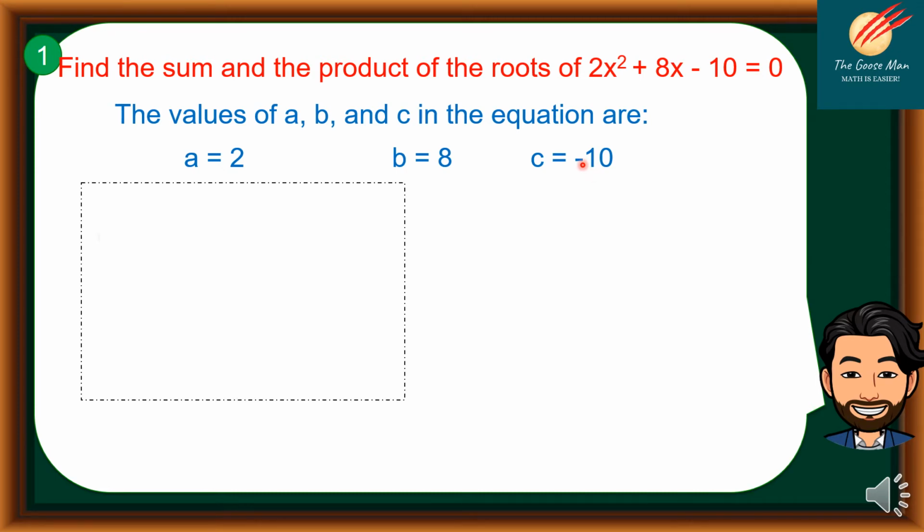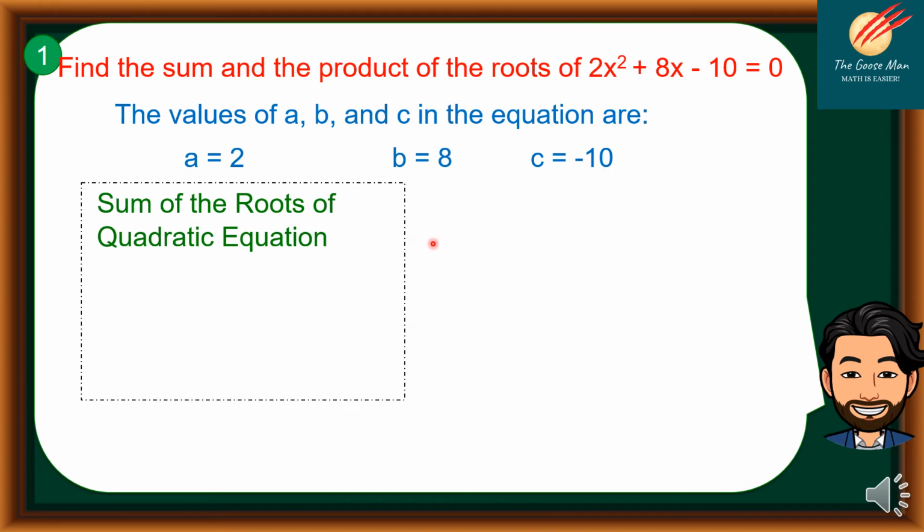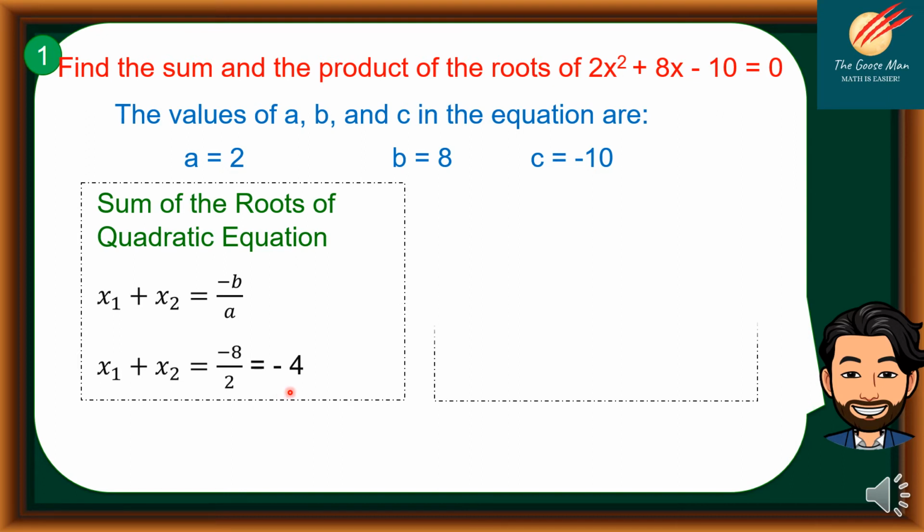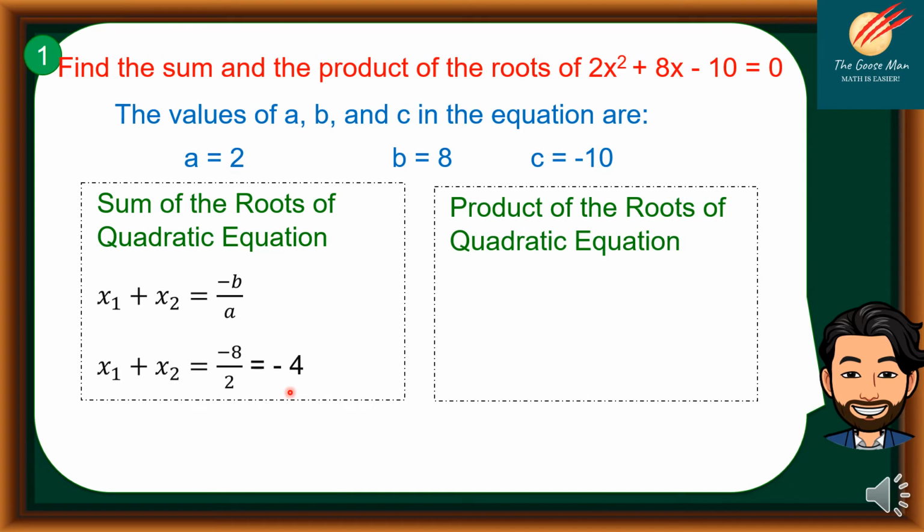Then, to find the sum of the roots of the equation, we apply the formula x sub 1 plus x sub 2 is equal to negative b all over a. Substituting the values of b and a respectively, the sum of the roots of the quadratic equation is equal to negative 4. On the other hand, the product of the roots, x sub 1 times x sub 2, is equal to c over a. The value of c is negative 10 and a is 2. Therefore, this is equal to negative 5.